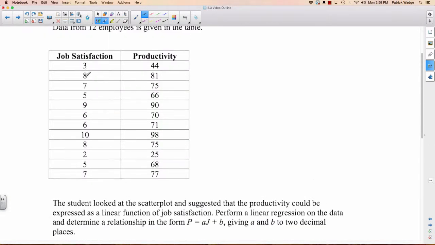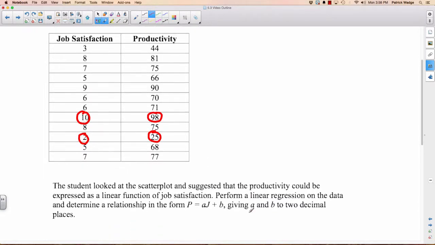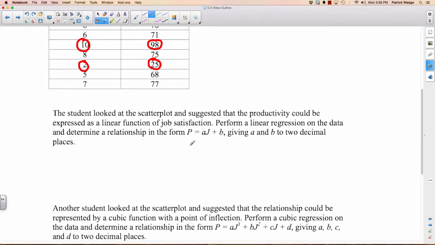If you're more satisfied with your job, you're probably being more productive. I mean, look at number 10 here. Number 10's really satisfied with their job. They're maximally satisfied, and wow, look at their productivity. If you look at number 2, who's not satisfied at all, they're very low productivity too. So it seems sensible that it's a linear function. So we're going to do a linear regression and determine the relationship.